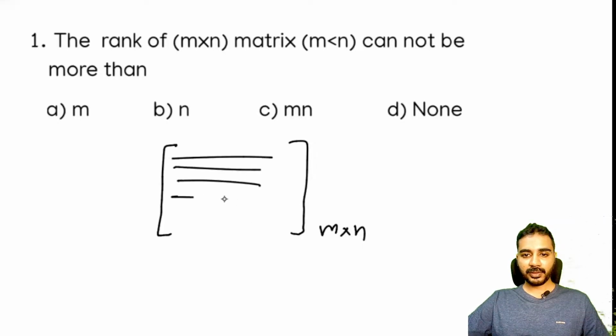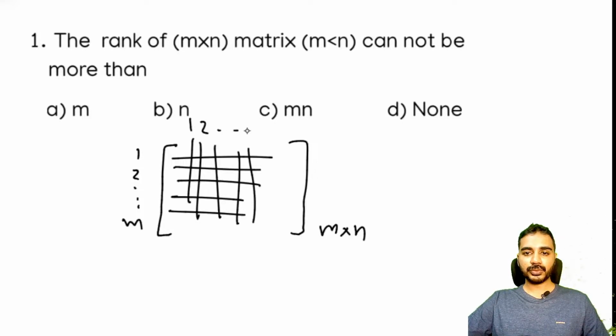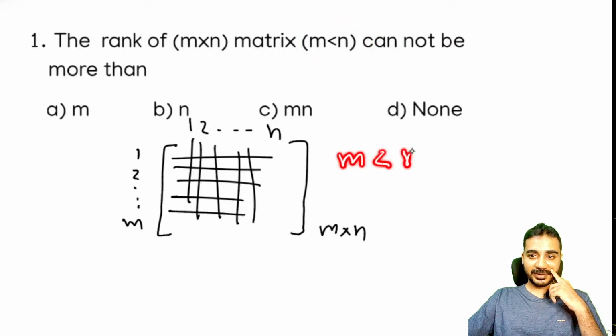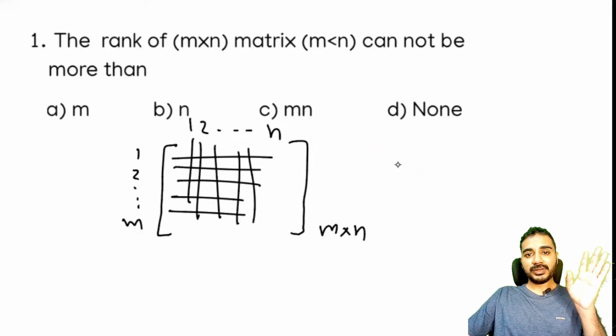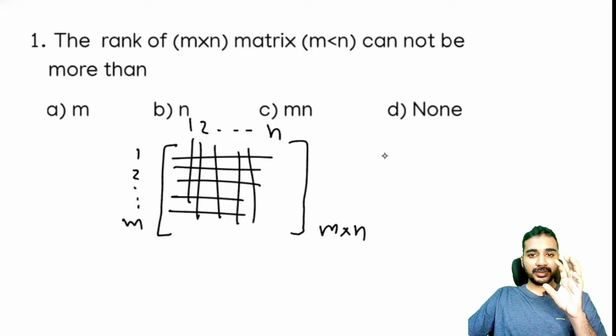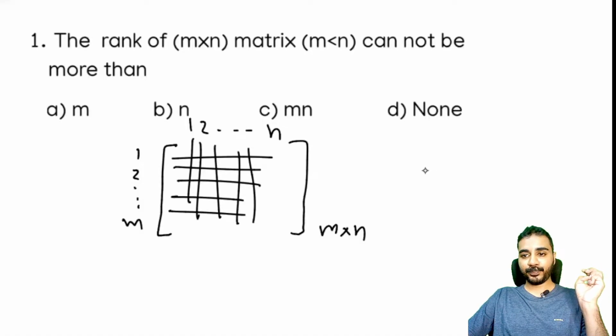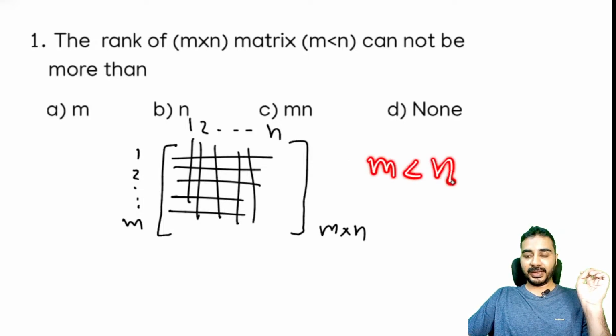It has how many rows? 1, 2, up to m rows, and how many columns? 1, 2, up to n columns. It is already given that m is less than n, so the number of rows m is less than n. Rank is defined using the determinant of a minor. In order to calculate a determinant we need a square matrix, and we are given that m is less than n.